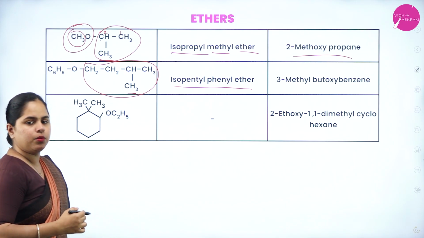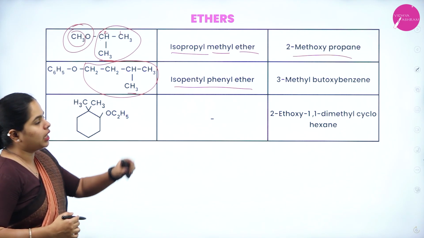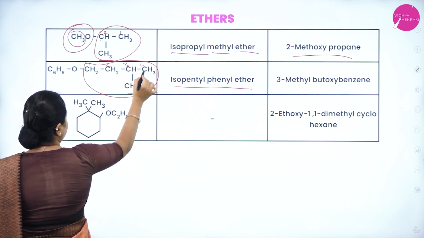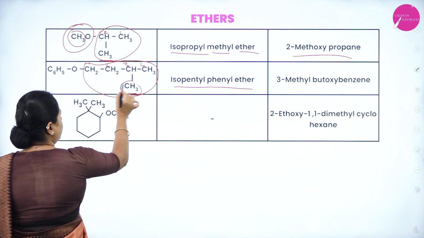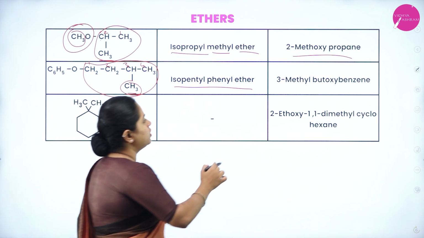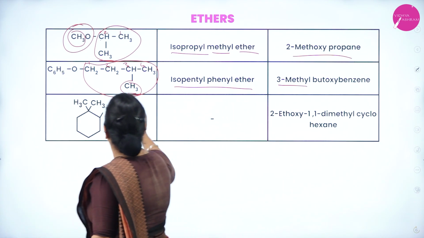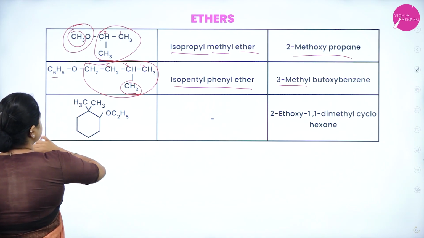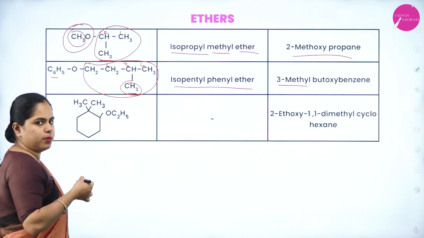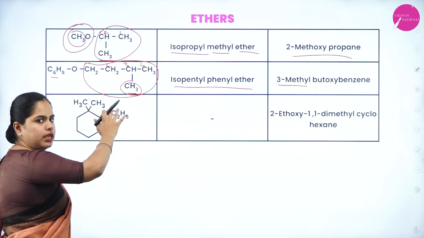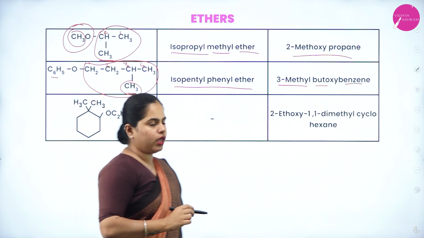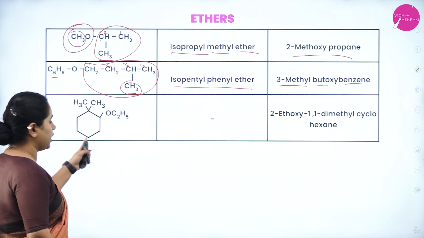Now IUPAC name, how would you write? It will be 3-methyl butoxybenzene. So it is first, second, third, fourth carbon atom. On the third carbon atom you have one methyl group as well, right? So that 3-methyl you have to write, and this much part is your alkoxy group, because comparing 6 carbon atoms, this is only having 4 carbon atoms. So this will be butoxy, right? Butoxy, and that is benzene. Clear? Okay. Now the last one is you have a cyclohexane here.